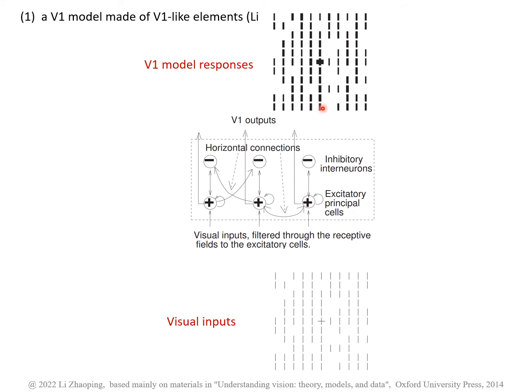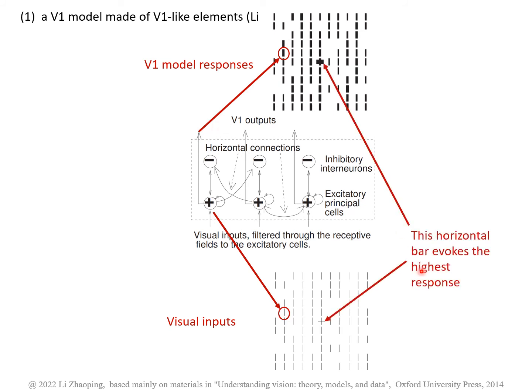The thickness of each bar visualizes the strength of the response from a V1 model neuron to that input bar. For example, this principal cell responds to this input bar, so the thickness of that bar is the response level of this neuron, and the response of this neuron forms part of the V1 model's output. This horizontal bar evokes the highest response, since the neuron responding to it escapes the iso-orientation suppression from neurons preferring and responding to the vertical bars.